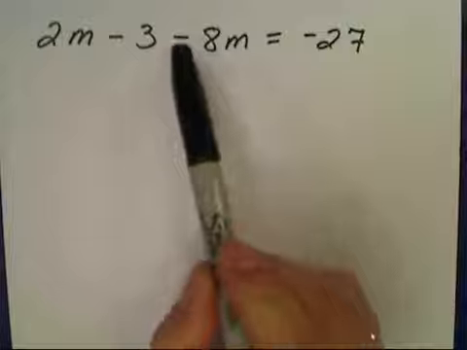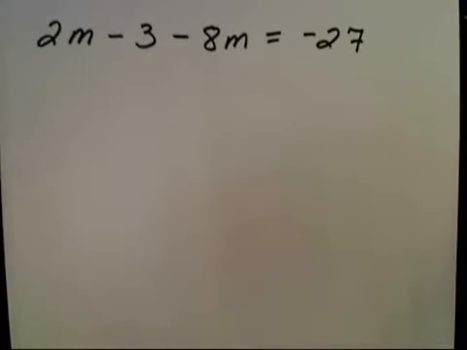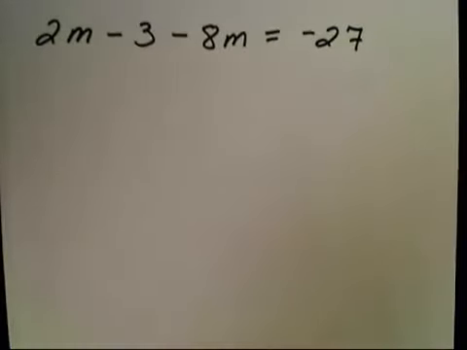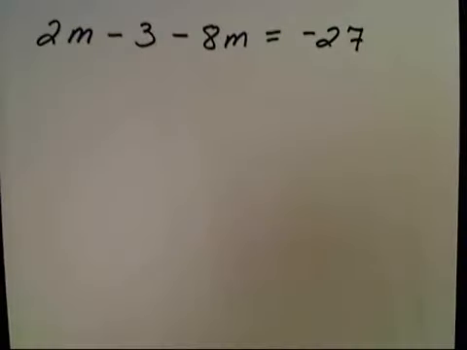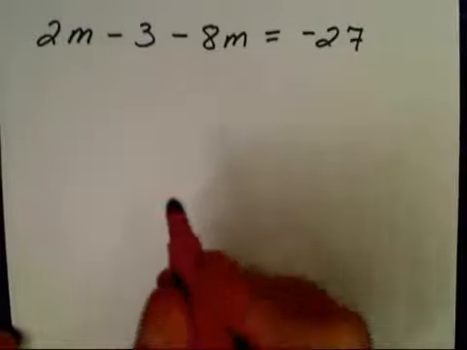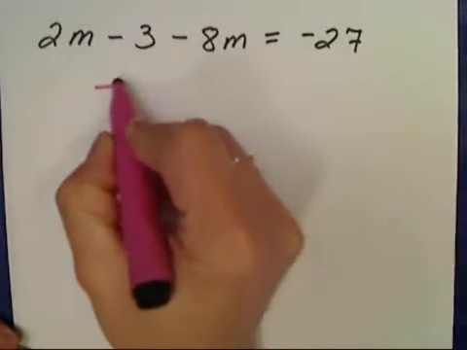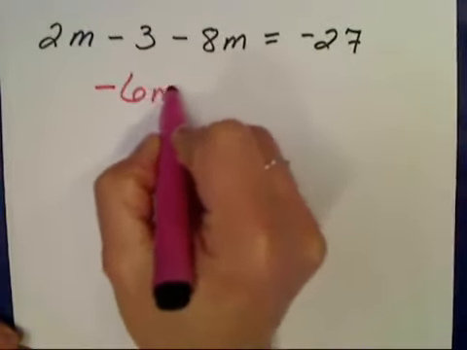If they're on the same side of the equal sign, we do not switch anything with their signs. We simply combine like terms like we would if this was an expression. So in this case, it's 2m minus 8m. 2m take away 8m would leave me with negative 6m.